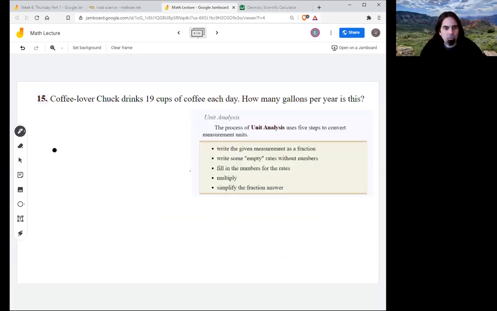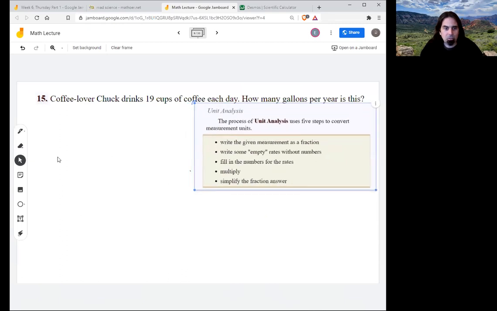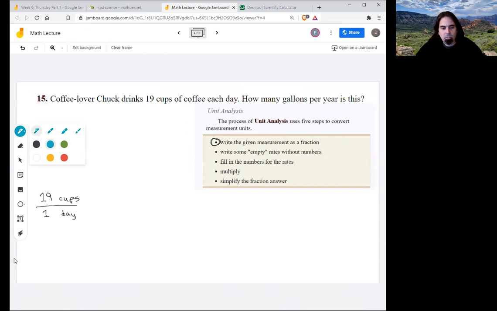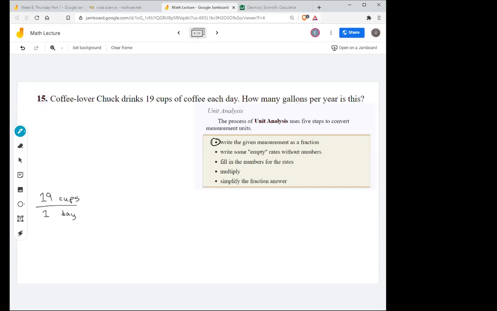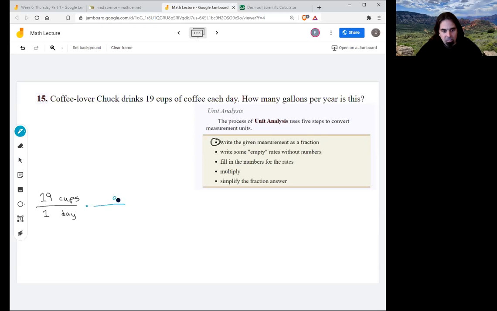So first we're going to write it as a fraction. So 19 cups every 1 day. That was writing it as a fraction. Okay, what's my next thing to do? Would you do 1 gallon or a gallon over cups? Yeah, I want to get to gallons. That tells me gallons.